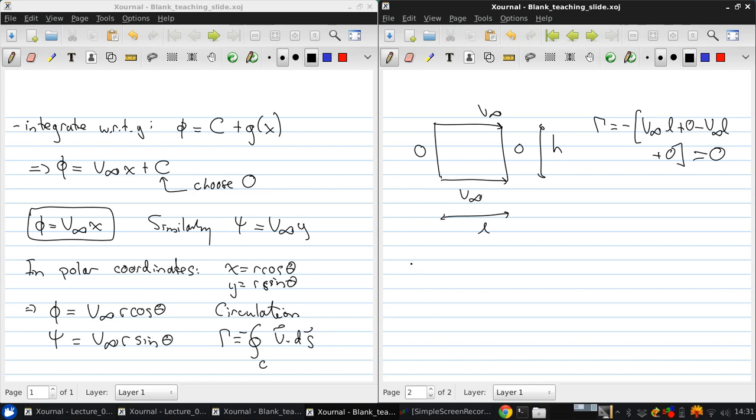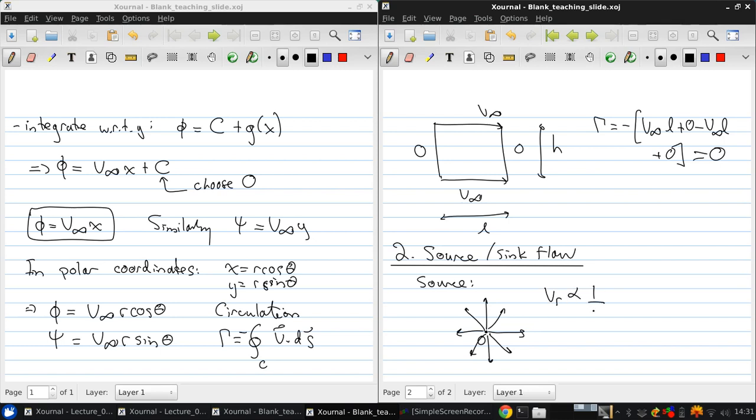Now, the next type of flow that we need to think about is source and/or sink flow. So this is maybe the easiest to explain by drawing a picture. Here's the origin. This is what the flow is doing for a source. It's coming out in every direction. Due to conservation of mass, the radial velocity must be proportional to 1 over r. V theta is 0.